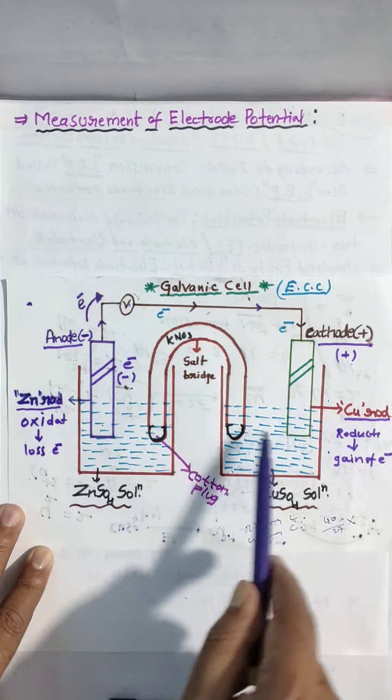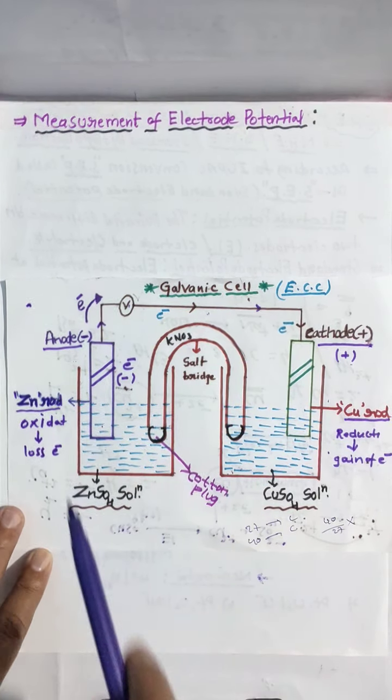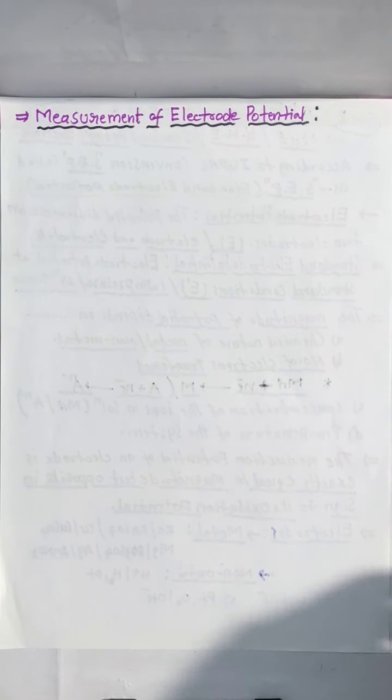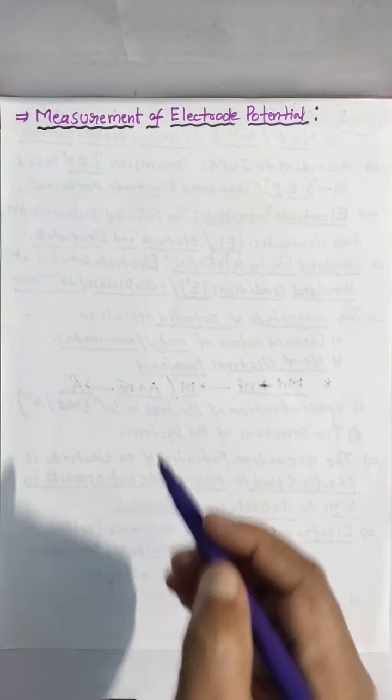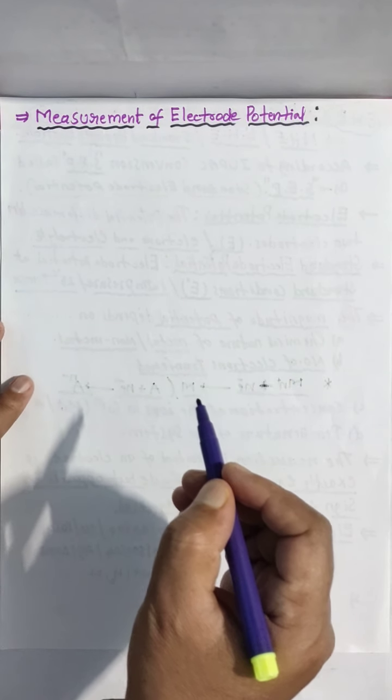Now we have to measure the potential of a single electrode. Means we have two half cells now. This one half cell's electrode potential we have to calculate, and that is the topic today. So how do we measure electrode potential? Generally, single electrode potential we can't determine.